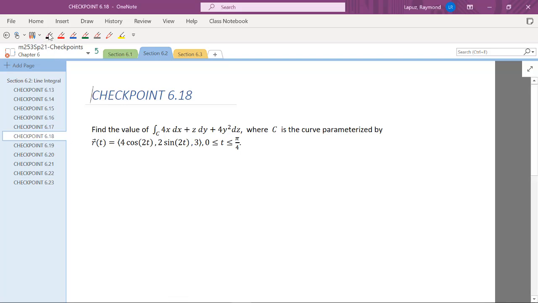To be able to do this, we want to look at this line integral written in this form: P dx plus Q dy plus R dz. So your vector field can be written as (P, Q, R), where P, Q, and R are functions of 3 variables. They are represented here. P is equal to 4x, Q is equal to z, and R is equal to 4y squared.